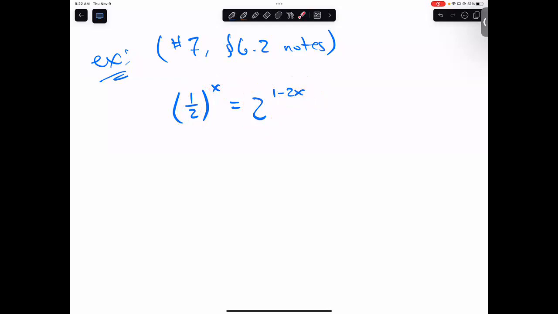How do you get a reciprocal using an exponent? So I didn't do anything to the right-hand side. The left-hand side, though, I can write that 1/2 as 2 to the minus 1.